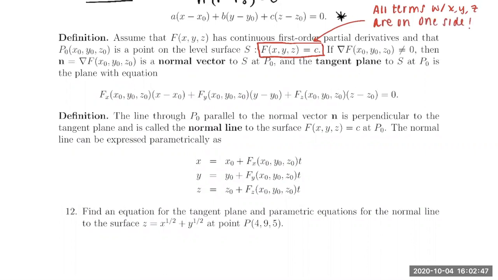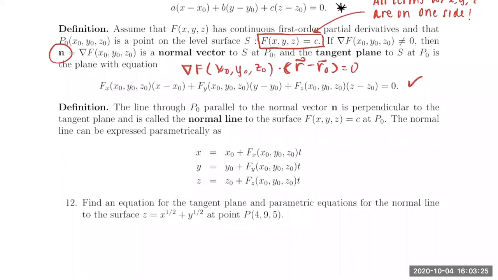All right, if that's the case, then calling that left-hand side capital F, if the gradient is non-zero, then taking n, the normal vector, to be the gradient evaluated at your point P naught is a normal vector to your surface at P naught. And furthermore, the tangent plane then is just given by that gradient evaluated at our point dotted with r minus r naught, as it always has been. And so we obtain this equation for the tangent plane.